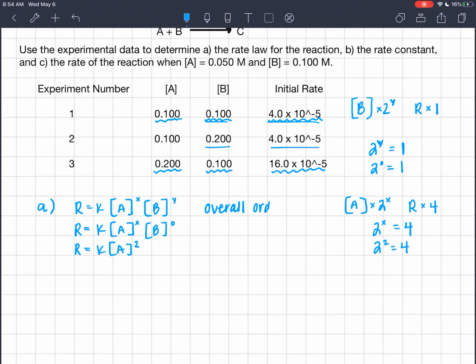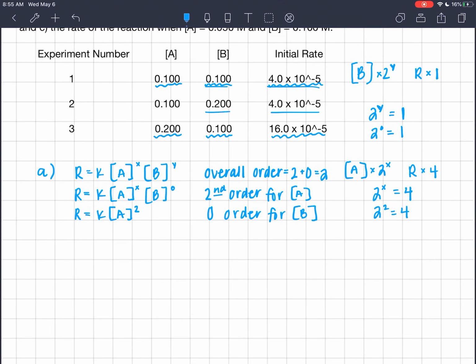Right now, since I have a complete rate law, my overall order is going to be the sum of the order due to A and the order due to B. So 2 plus 0 will get me an overall order of 2. My order for A is second order, so you can say it's second order for A, the concentration of A. And since there's an exponent of 0, it's 0 order for the concentration of B. Once again, all questions that you may or may not be asked in the future. So that's sufficiently answered letter A.